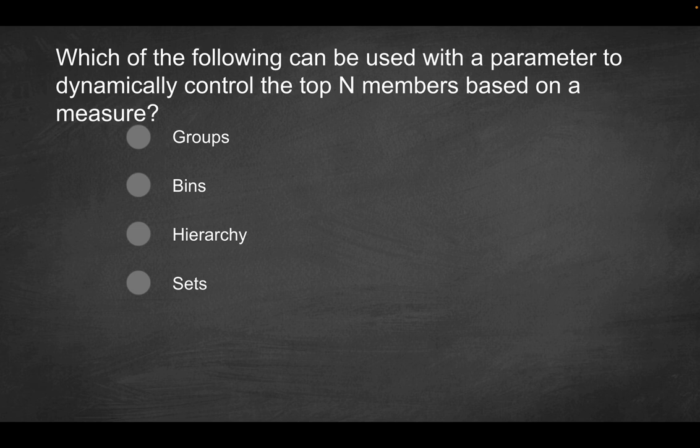First question is going to be, which of the following can be used with a parameter to dynamically control the top N members based on a measure? That's a mouthful. Is it going to be groups, bins, hierarchy, or sets?